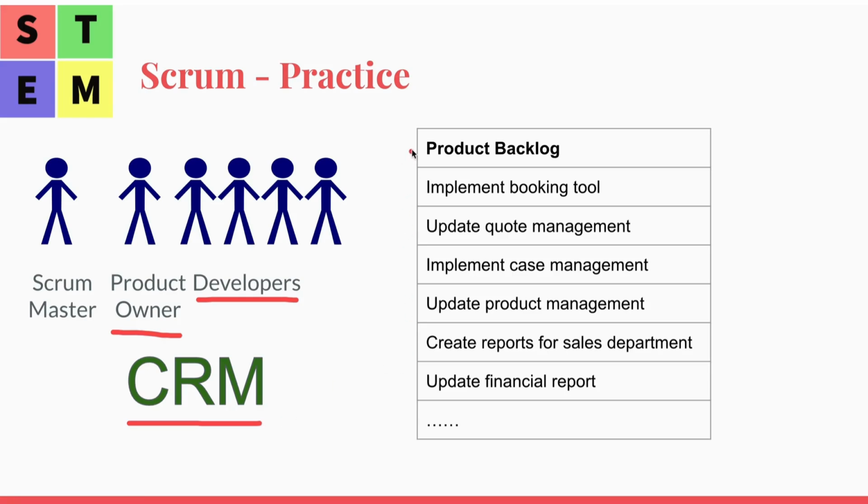Now you take a look at the product backlog here. There are these backlog items in the list: implement booking tool, update quote management, implement case management, update product management, create reports for sales department, update financial report. So these are the backlog items that exist here.